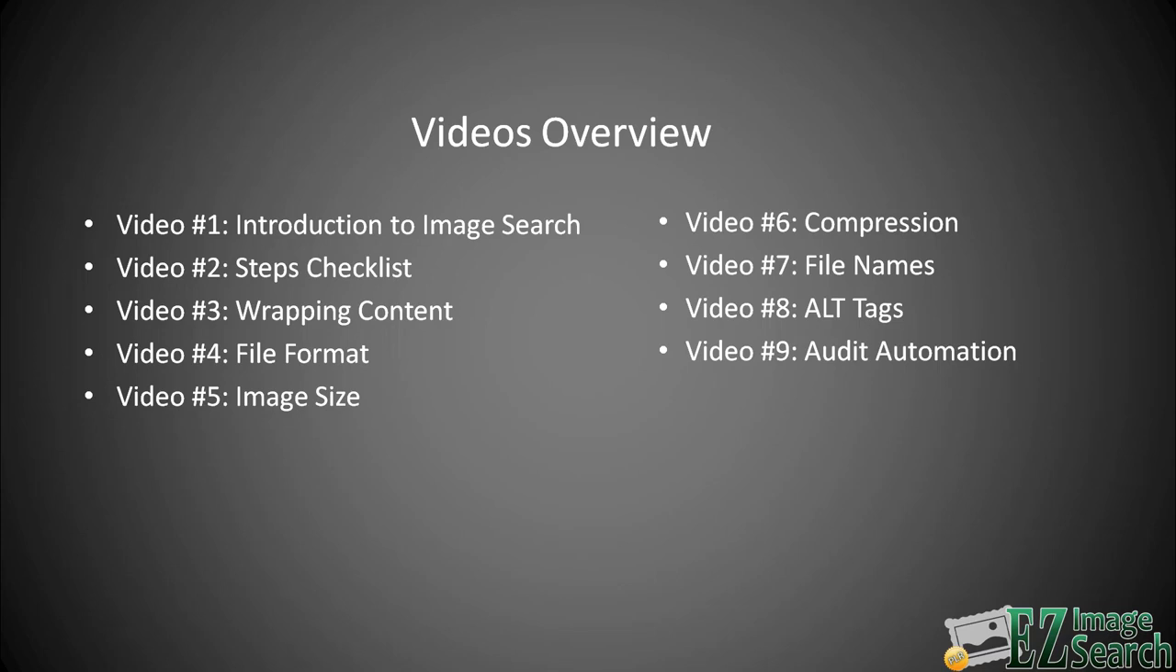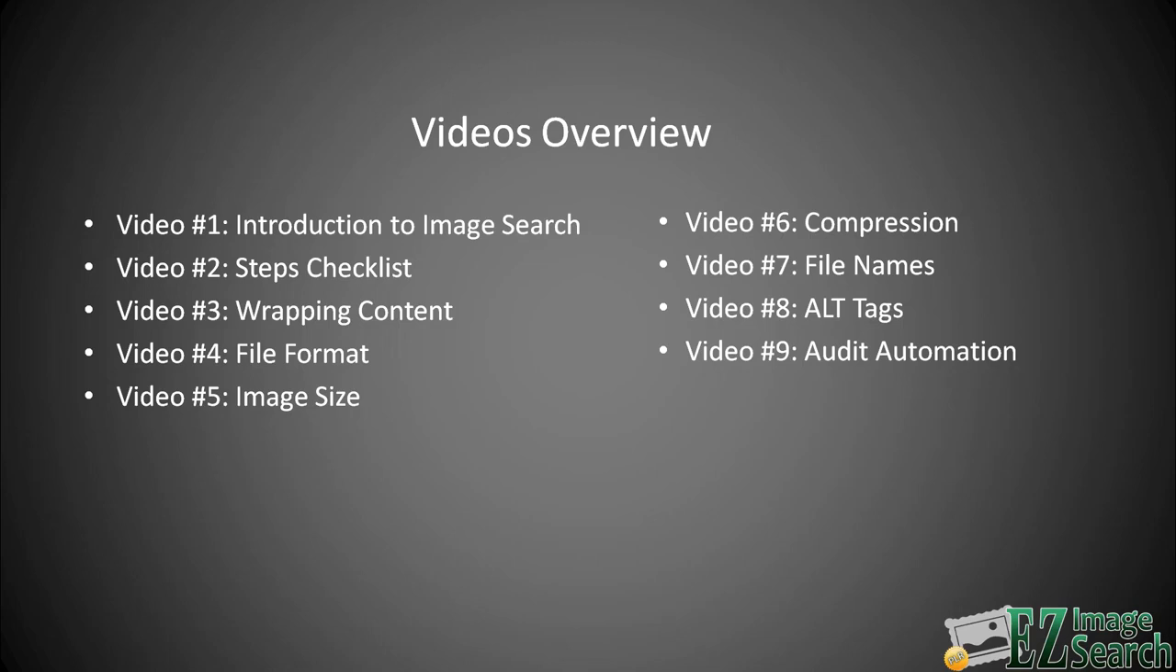And then of course, videos 3, 4, 5, 6, 7, and 8 is the checklist, but on a more detailed level. So for example, video number 3, we're going to talk about the content that is surrounding the image, why it's important, and what needs to be around the image. Video number 4, we're going to talk about the file format. The reality is that different file formats will appeal to Google and will run faster on your website. And if you choose the wrong file format, that might actually hurt you in the long run.